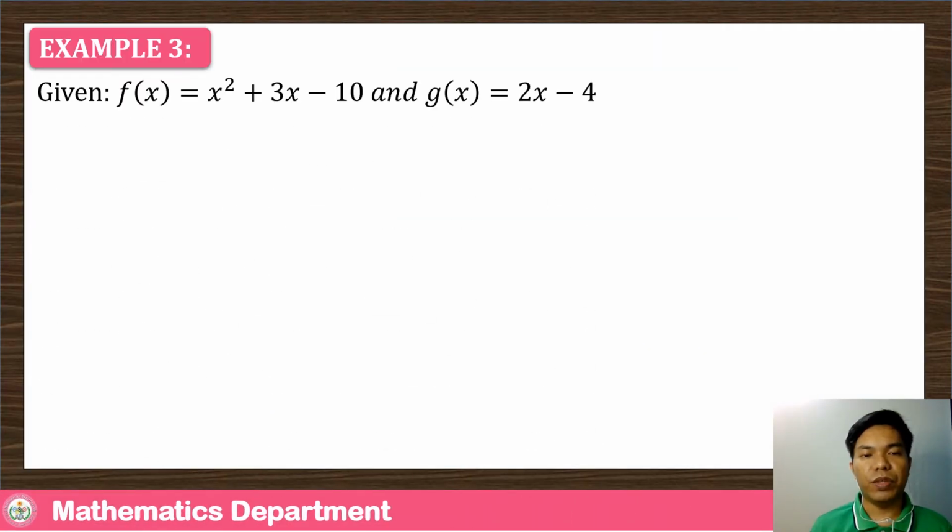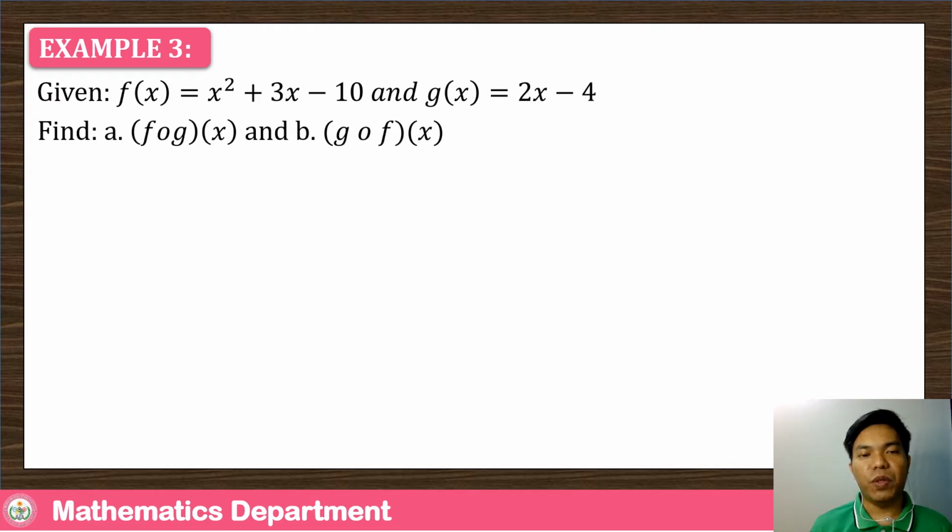For our next example, we have here f of x is equal to x squared plus 3x minus 10, and g of x equals 2x minus 4. We will find the same. We have here f composed of g of x and g composed of f of x.